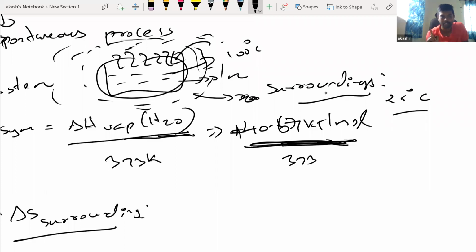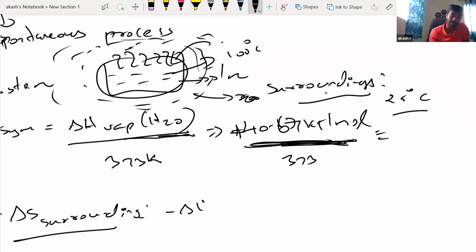Is there anybody who has a doubt in this? 40.67 kilojoules is getting added to the system. But where is the heat coming from? The heat is actually coming from the surrounding only. So the same amount of heat, 40.67 kilojoules, would have been lost by the surroundings. The heat added to water gets a positive value, and the same amount lost by the surrounding gets a negative value.